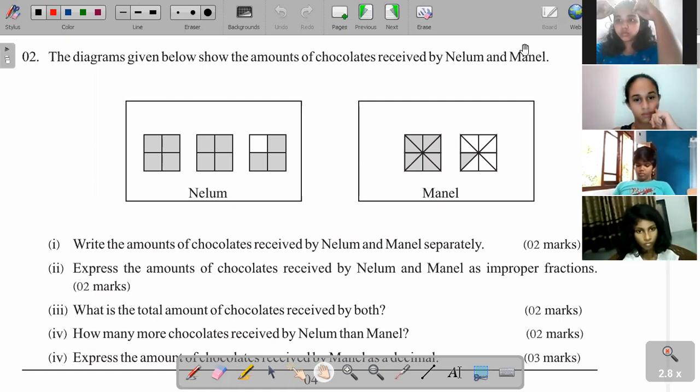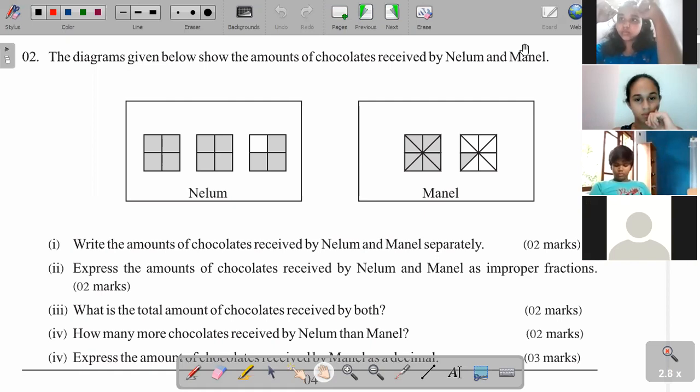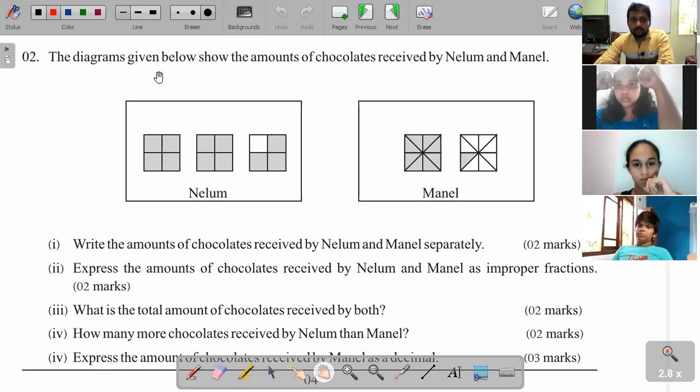Okay, look, now I'm going to discuss the answers. The second question: look at the diagrams given below, which show the amounts of chocolates received by Nelum and Manil. Right, that's Nelum, that's Manil. The first part: write the amounts of chocolates received by Nelum and Manil separately.